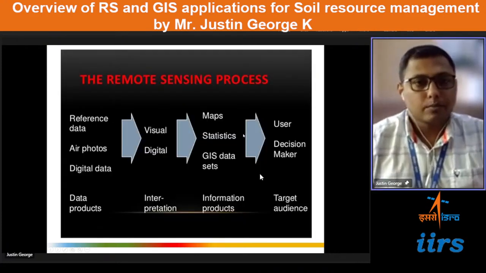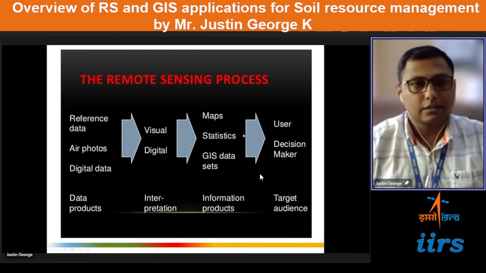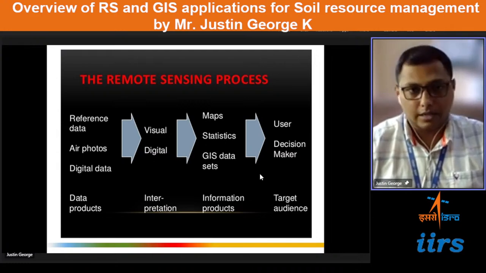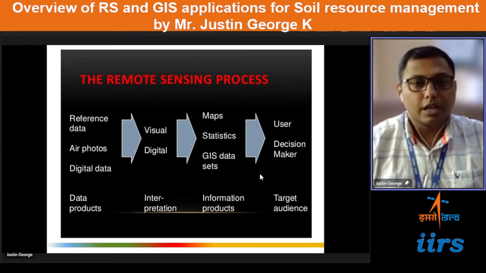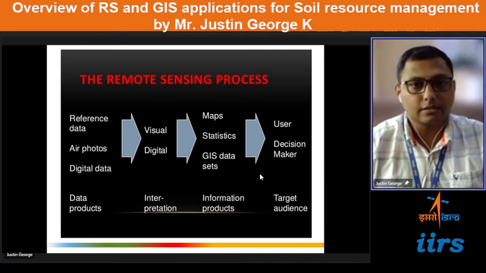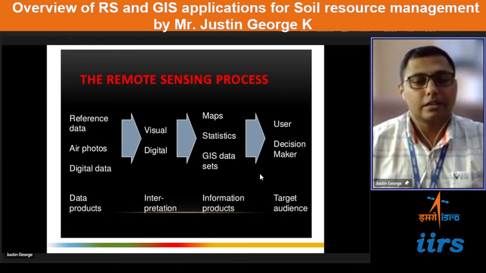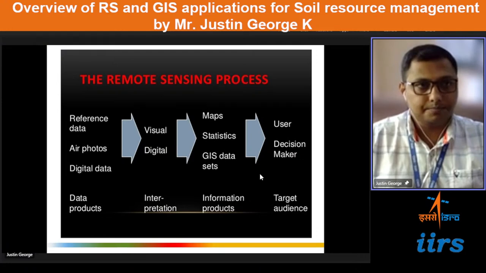During the past 4 days, my esteemed colleagues might have delivered different lectures related to the remote sensing basics. So from that, everyone will know that remote sensing is basically the visual as well as the digital interpretation of various remote sensing data products. It may be either air photos, digital, or the reference data, ultimately converting them into various information products, including various maps, their statistics, as well as various GIS data sets for a large variety of users at various user groups, as well as the various decision makers. Basically, the users as well as the various decision makers are our target audience.